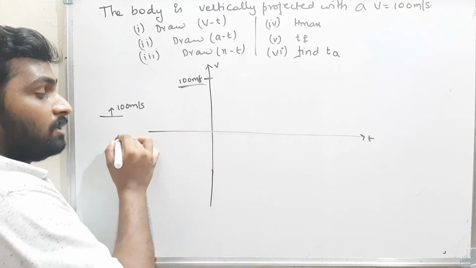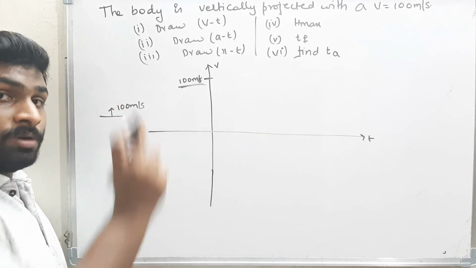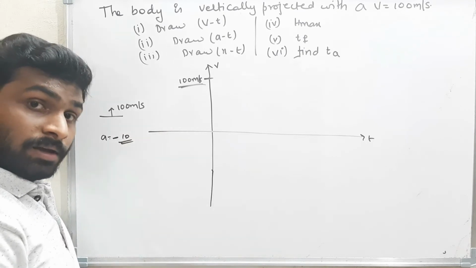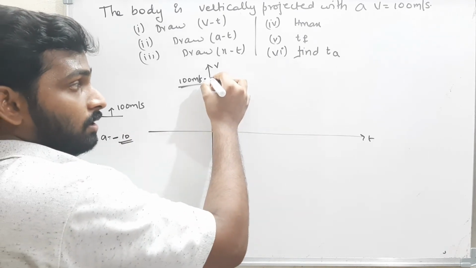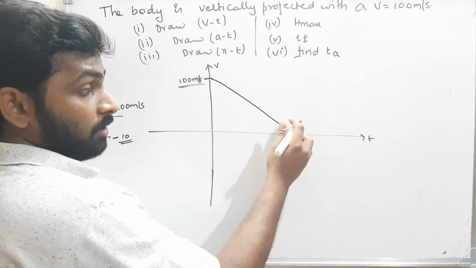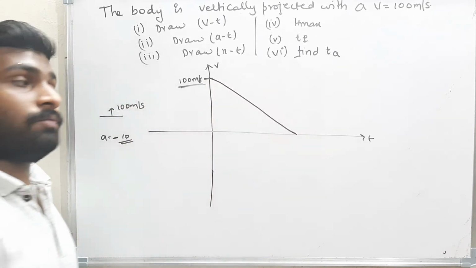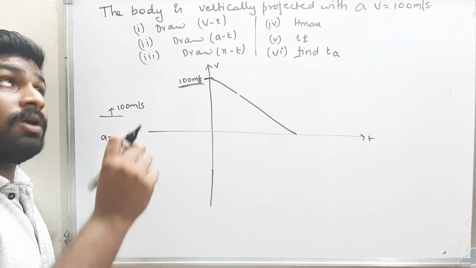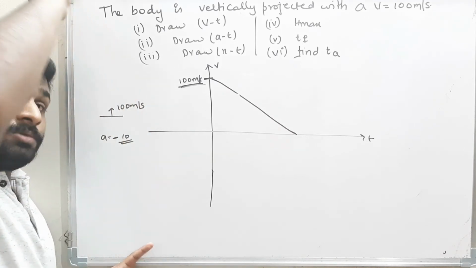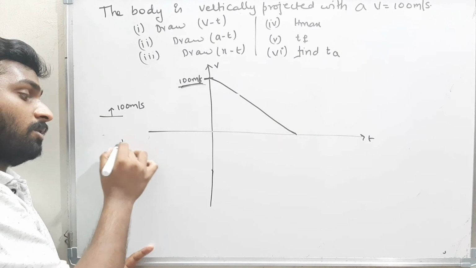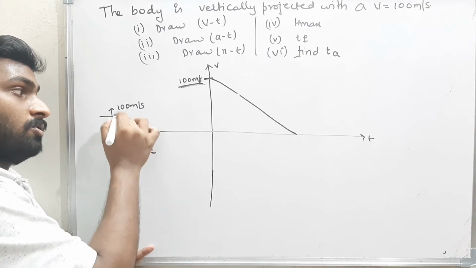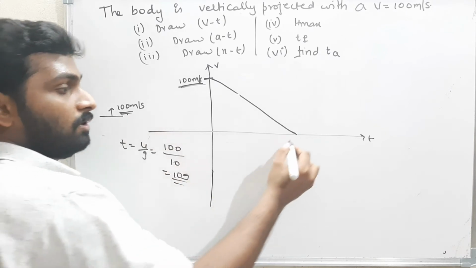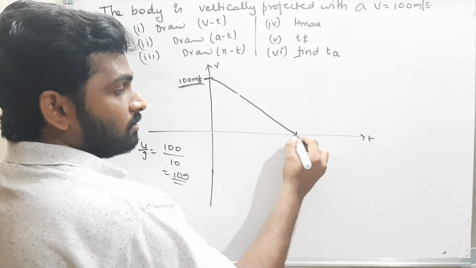Now see here. Now what is acceleration? The body is upward. When the body is moving upwards, the acceleration is negative, that is minus 10. That means the slope must be minus 10. That means I have to draw a straight line like this, having a negative slope, and that must be minus 10. Therefore, at where does the velocity become 0? Where the velocity becomes 0 at the top, what is the time? The time is nothing but how much? U by g. U is how much? 100 by g is how much? 10. Therefore, 10 seconds.